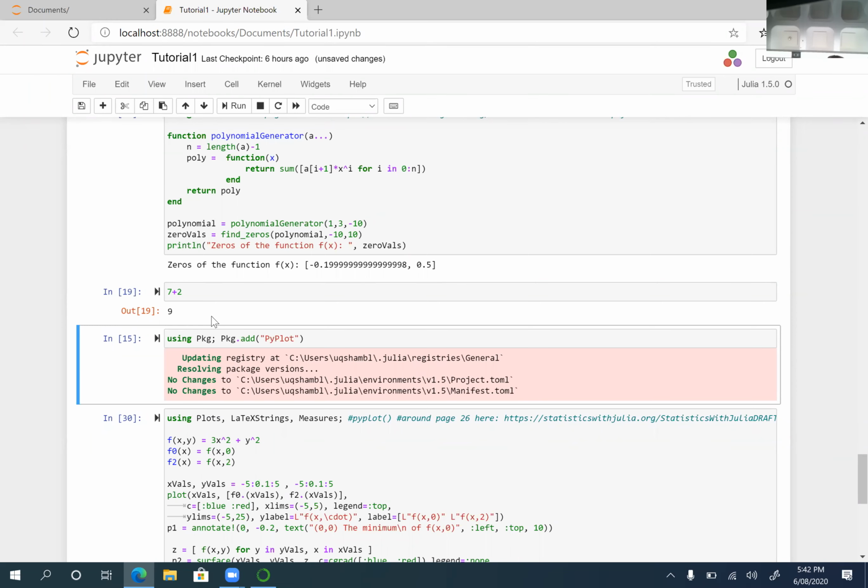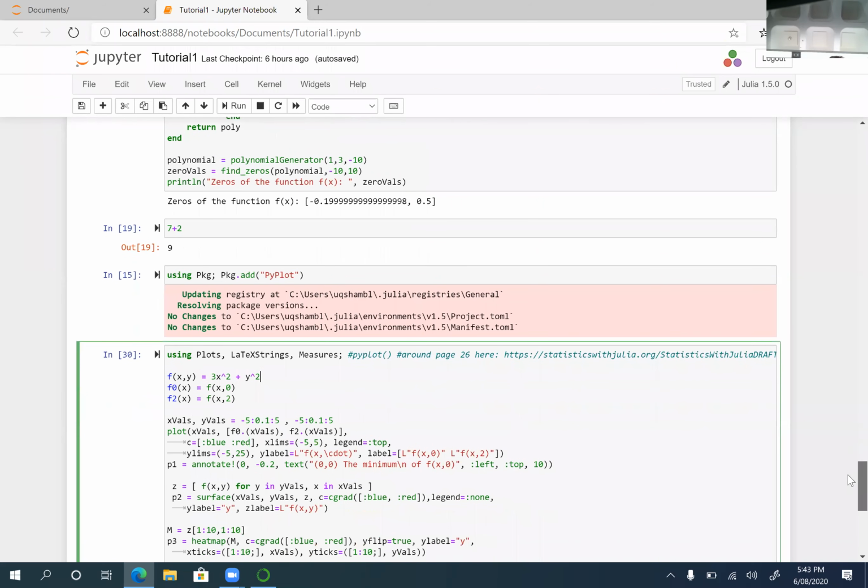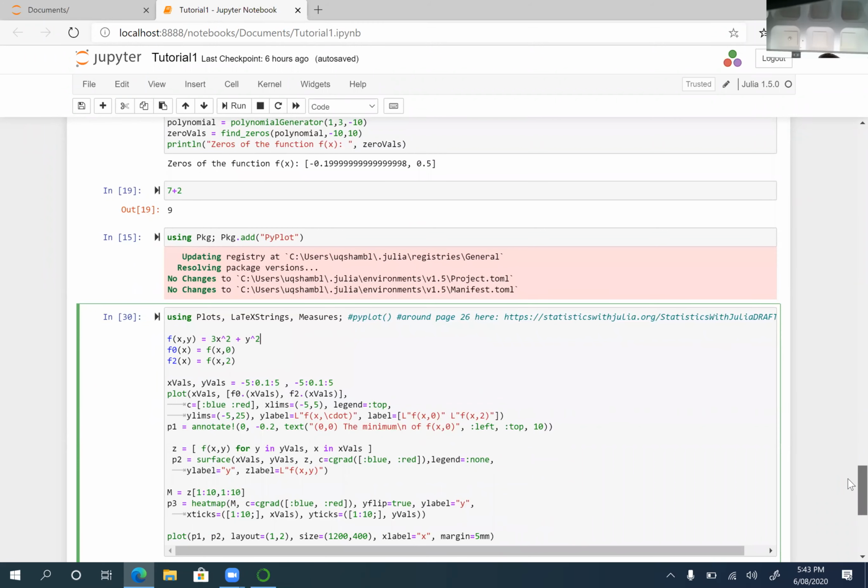All right, so I'll skip that and I'll go straight down to this. Now, when I ran this, I had to enter using Pkg and do so for LaTeXStrings and Measures. Okay, so you might need to do that too. All right, but let's scroll down and have a look at what we're doing before we run this. That says cell 30, but it'll be cell 16 when we run it.